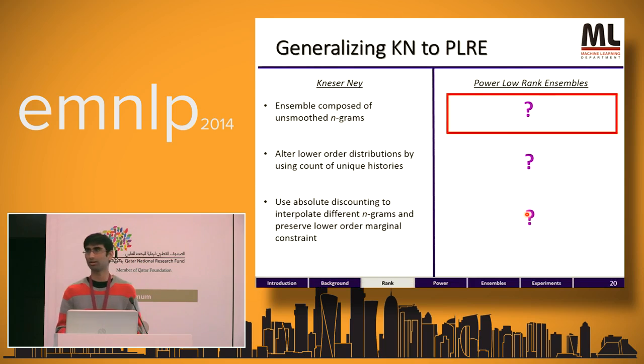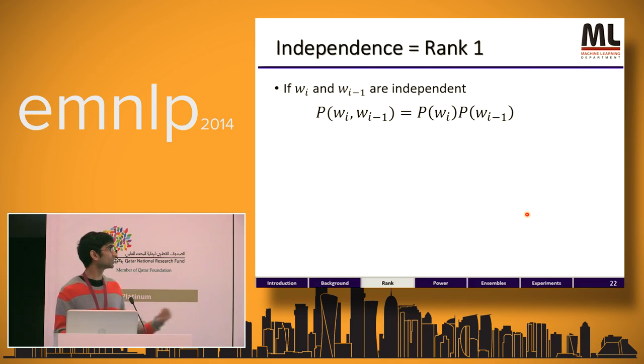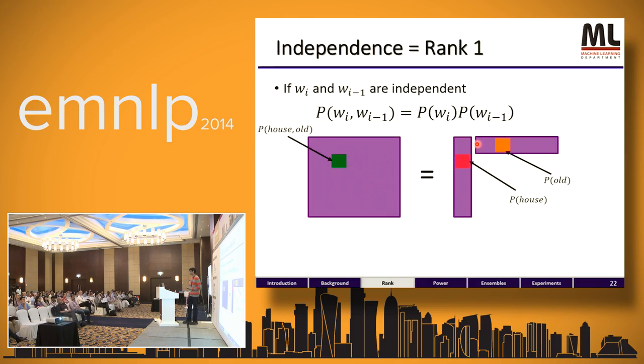So first I'm going to talk about what our ensemble is actually made of. Kneser-Ney uses these unsmoothed n-grams. And this is where we're going to talk about rank. So the empirical bigram in general is full rank. But if I know that w_i and w_{i-1} are independent, then the probability factorizes, like probability of w_i times probability of w_{i-1}. And now the bigram matrix here is essentially an outer product of two vectors, which is the probability of house, old, and probability of house times probability of old. And this is now a rank 1 matrix because it's an outer product of two vectors. So independence corresponds to things being rank 1.